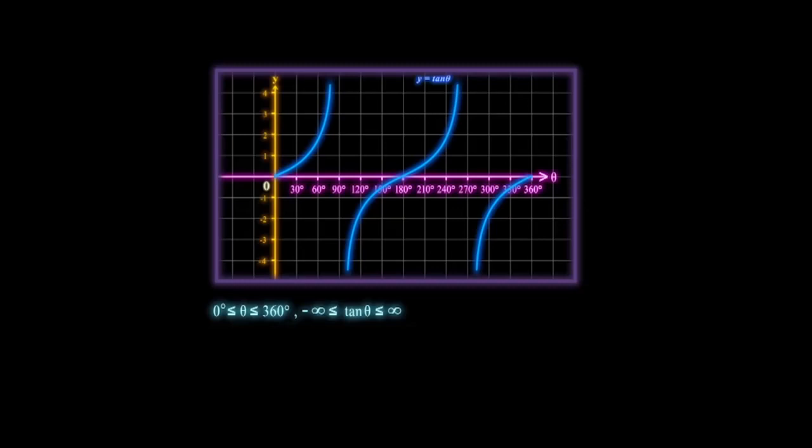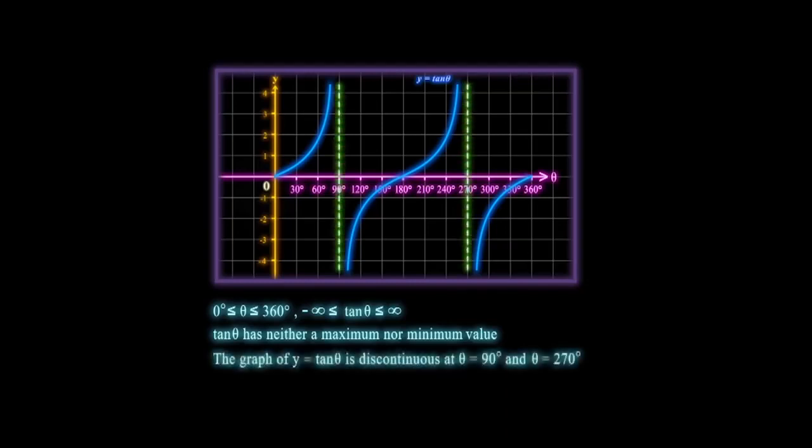This is the graph of the tangent function. The tangent function has neither maximum nor minimum values. The graph of the tangent function is discontinuous when angle theta is equal to 90 degrees and 270 degrees.